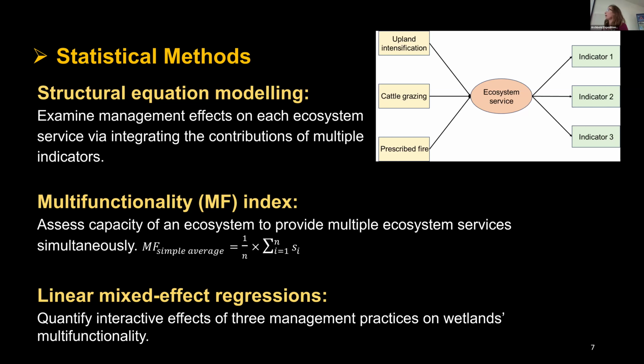We also calculated a multifunctionality index, and this is a way to holistically look at all of the services provided by a wetland at one time. And we just look at standardizing each of the ecosystem services on a scale of 0 to 1, and then calculating a simple average within the same ecosystem service category. And each wetland had a calculated MF index.